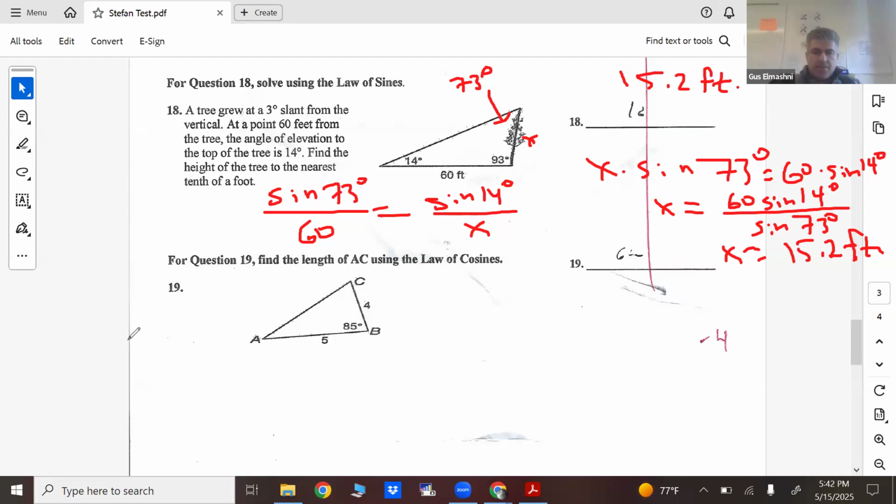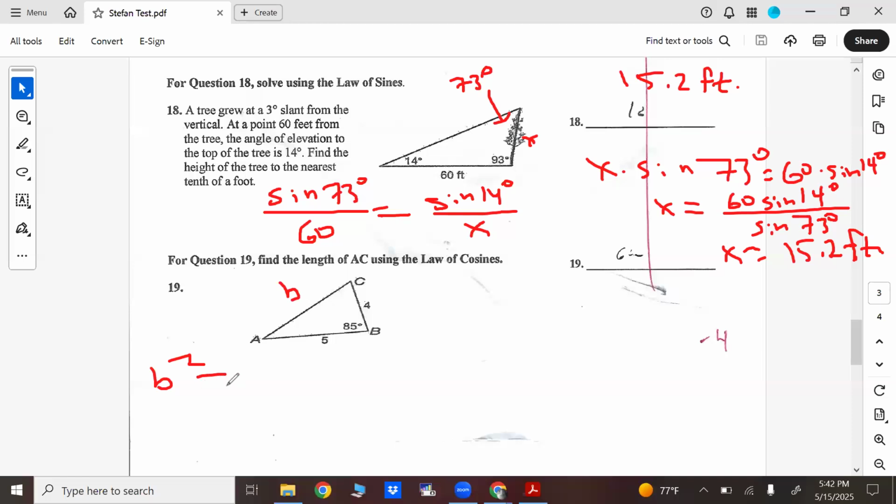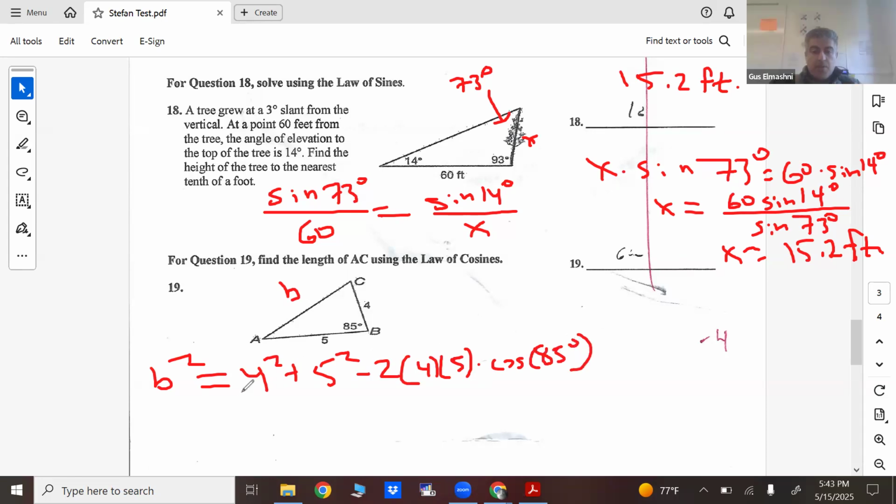And then for law of cosines, the formula goes like this. We'll call this B, because opposite angle B. Work that out and square root it.